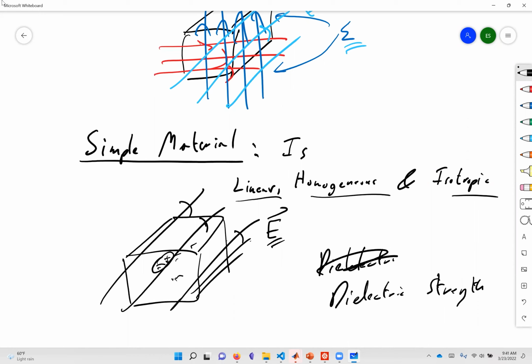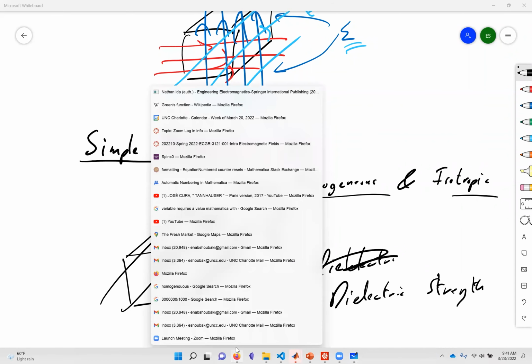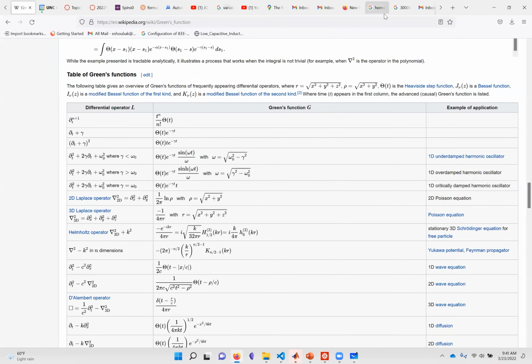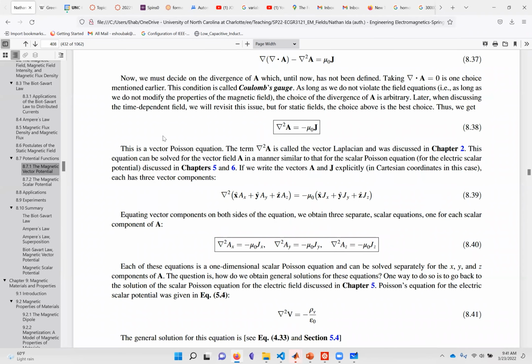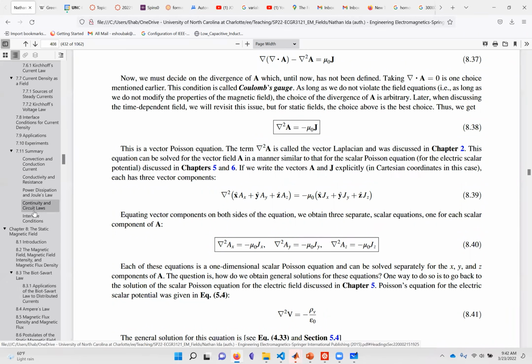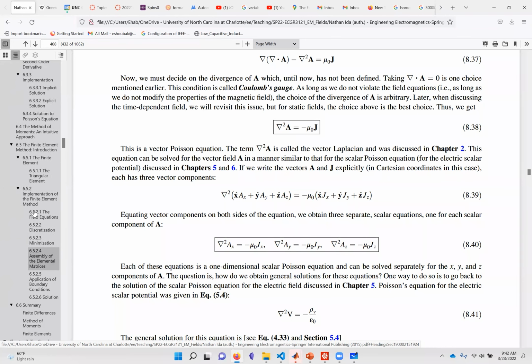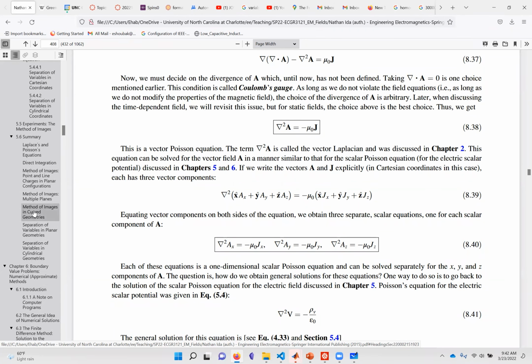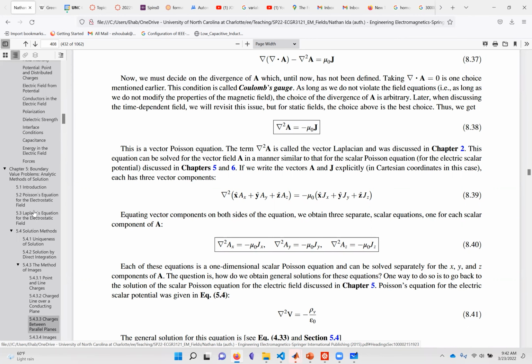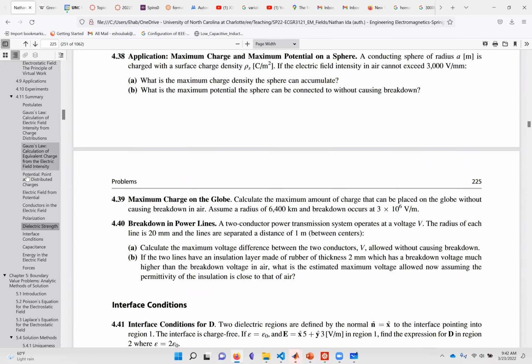There's Table 4.2 in the textbook. Let me see. I can get to it. Come on. Where's the textbook? Table 4.2, I believe. Okay, dielectric strength. Oh, this is a problem, sorry.